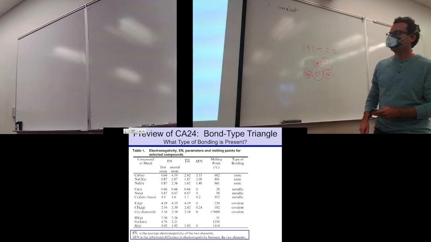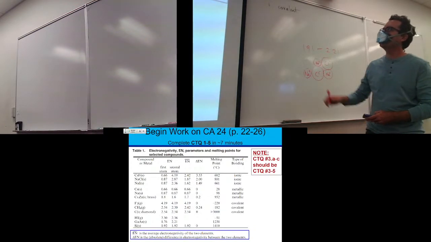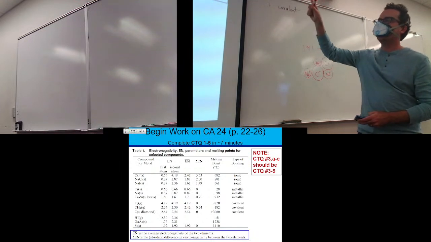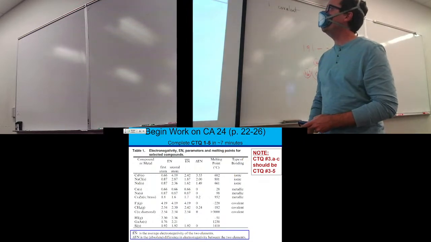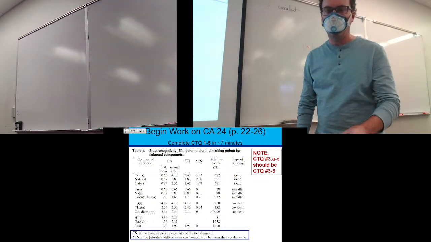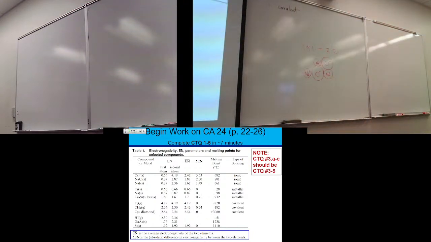So let's do questions 1 through 3. 3 is in 3 different parts. But let's do questions 1 through 3. Take some time to fill out this table and understand what kind of bonding we're going to have for these things. Okay?